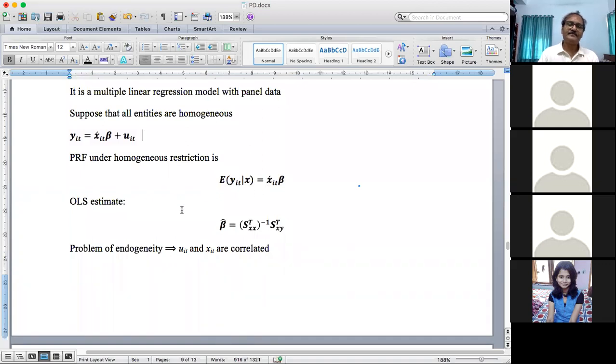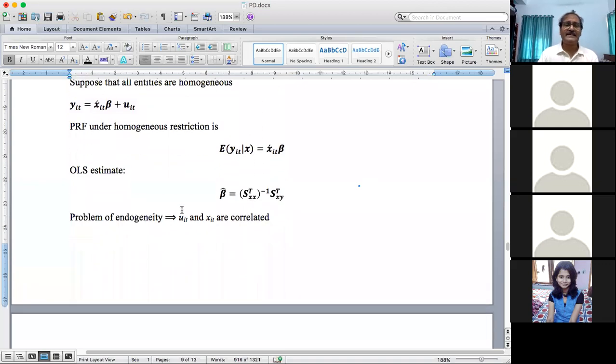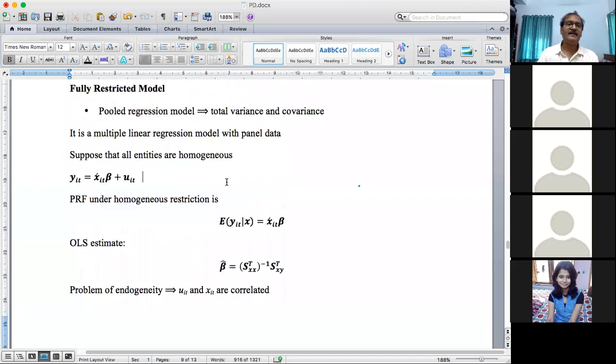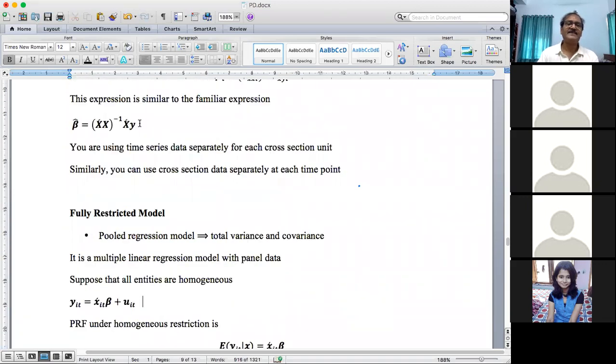And you can apply OLS, ordinary least squares, to find the value of beta hat. So beta hat will be equal to the same: (X prime X) inverse X prime y. This X prime X is denoted as Sxx, and this X prime y is denoted as Sxy. That is, X prime y is the sum of the cross-product terms of x and y, and X prime X is the sum of squares of x.